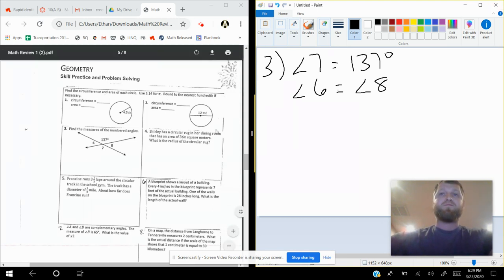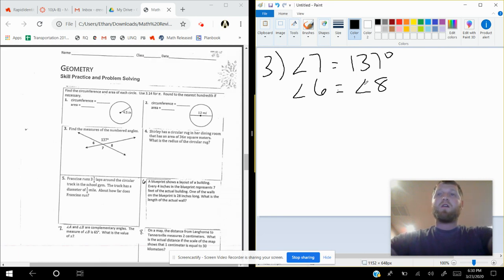Now angle 6 and angle 8 appear to be adjacent or side by side to 137 degrees. But angle 6 and 137 degrees fall on this straight line here. Angle 137 and angle 8 are also falling on this straight line. Since 6 and 8 are congruent, we can focus on either angle. It doesn't really matter at this point. I'm going to focus on angle 6. 137 degrees and angle 6 are also adjacent and they are supplementary. Supplementary means 2 angles whose sum is 180 degrees.